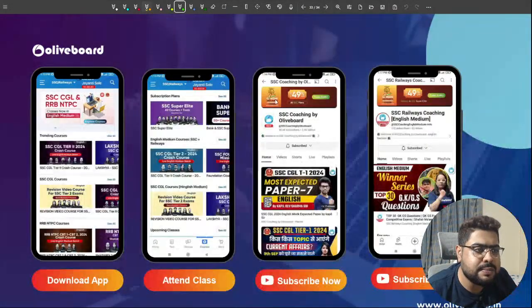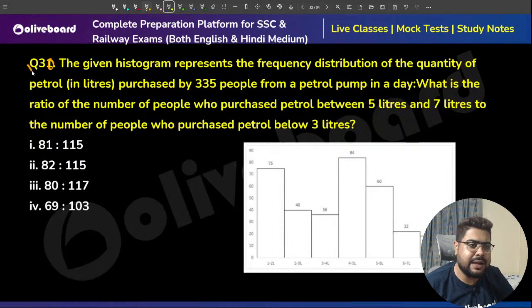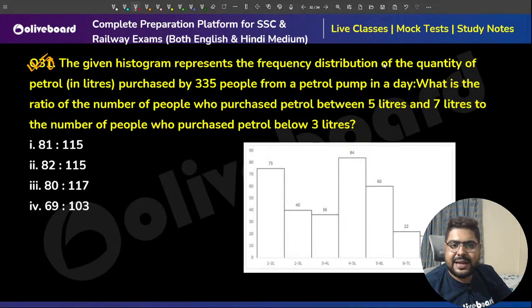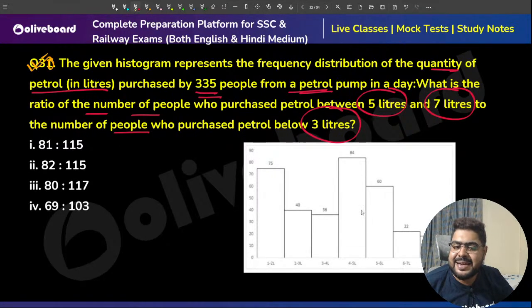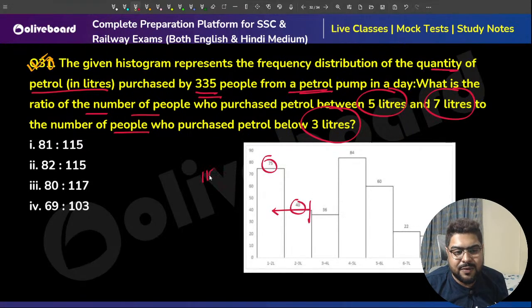How many questions are there? 30. Sir, this is 335 people at a petrol pump in a day, quantity of petrol in liters. What is the ratio of the number of people who purchase petrol between 5 liters and 7 liters to the number of people who buy below 3 liters? Sir, below 3 liters means anything here: 40 and 75. That is 115.